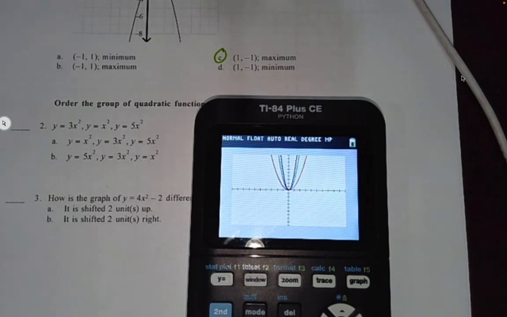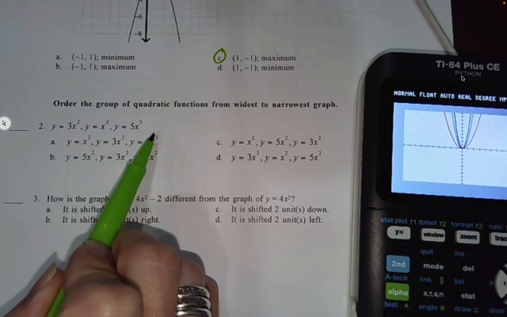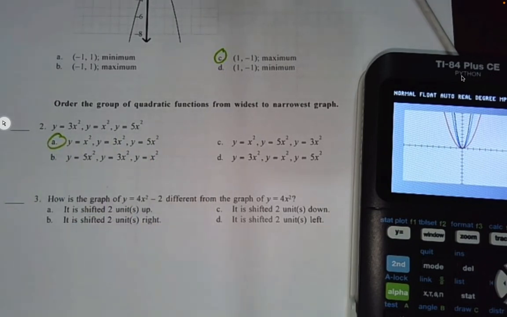Which one's the widest? X squared. Okay, so now we kind of know what order to go in. The smallest one, so it's the 1x squared, the 3x squared, then the 5x squared. So it is A.